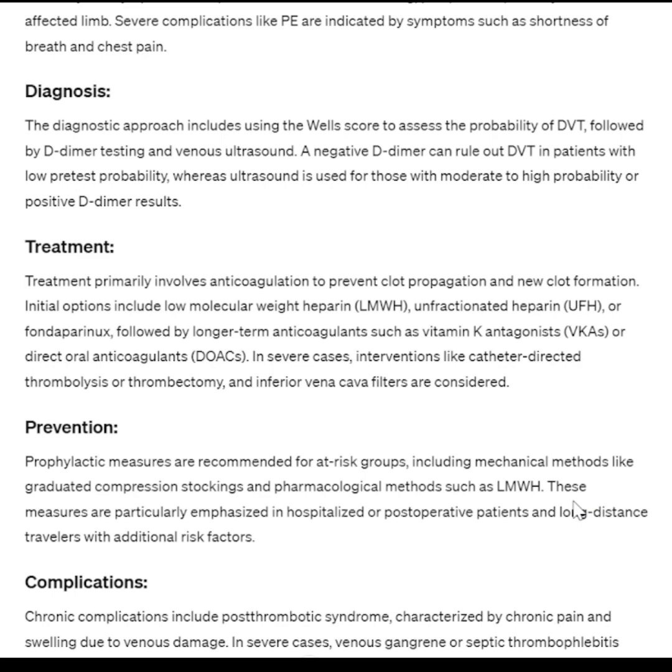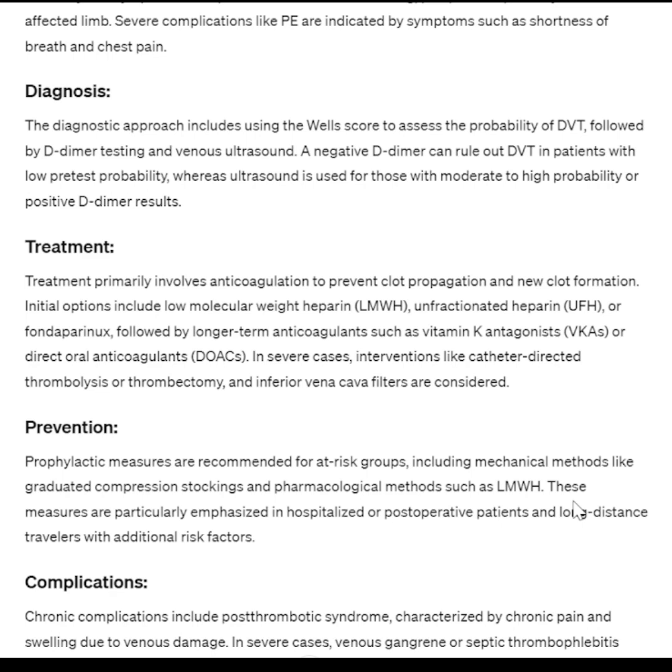Treatment. Treatment primarily involves anticoagulation to prevent clot propagation and new clot formation. Initial options include low molecular weight heparin, LMWH, unfractionated heparin, UFH, or fondaparinux, followed by longer-term anticoagulants such as vitamin K antagonists, VKAs, or direct oral anticoagulants, DOACs. In severe cases, interventions like catheter-directed thrombolysis or thrombectomy and inferior vena cava filters are considered.